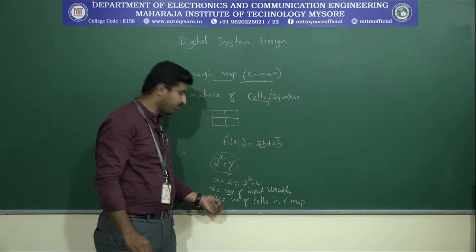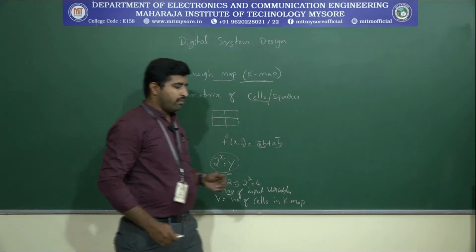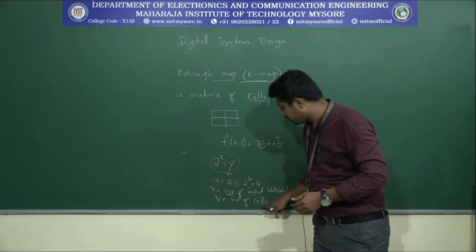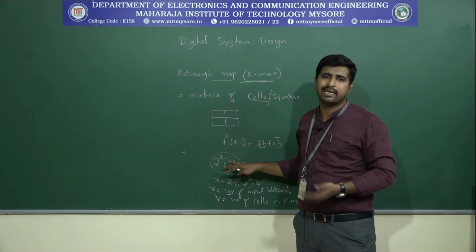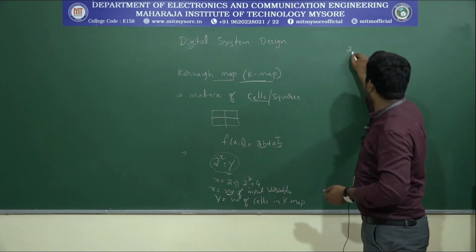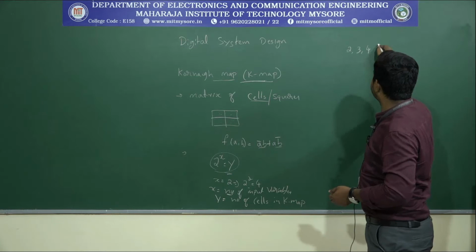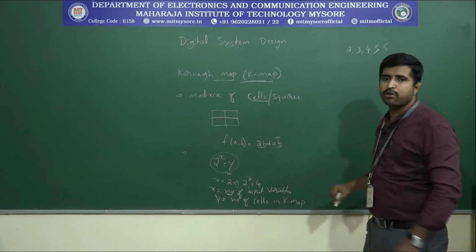Okay. So this is what will be there. Now when we consider the K-map, we are going to learn the K-map for 2 variables, 3 variables, 4 variables and 5 variables.